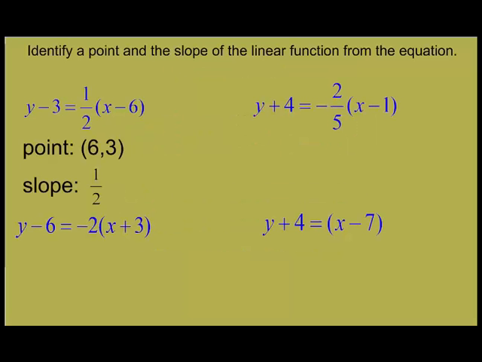To begin, let's see if we can find the point and a slope in each equation. So the first one's done for you. For the equation y minus 3 equals 1/2 times x minus 6, the point that the line goes through is 6, 3, and the slope is 1/2. Take a couple minutes to see if you can find the point and slope in the other three equations. Pause the video until you're ready to see the rest.